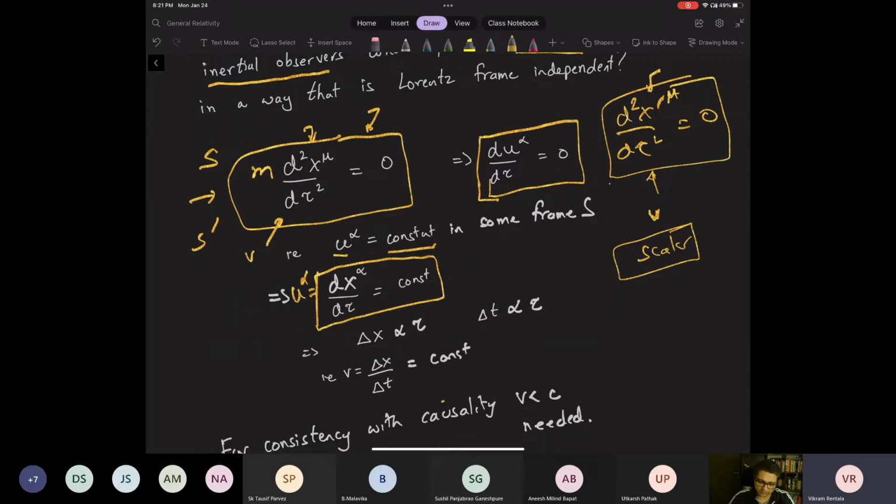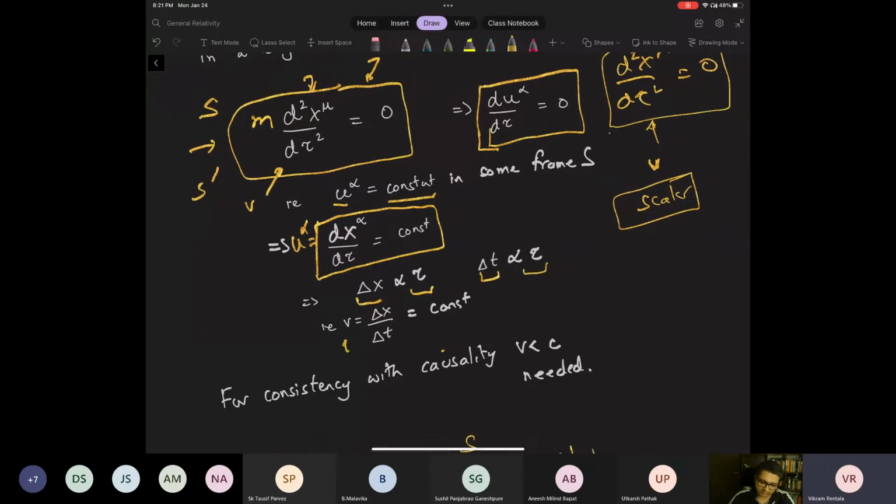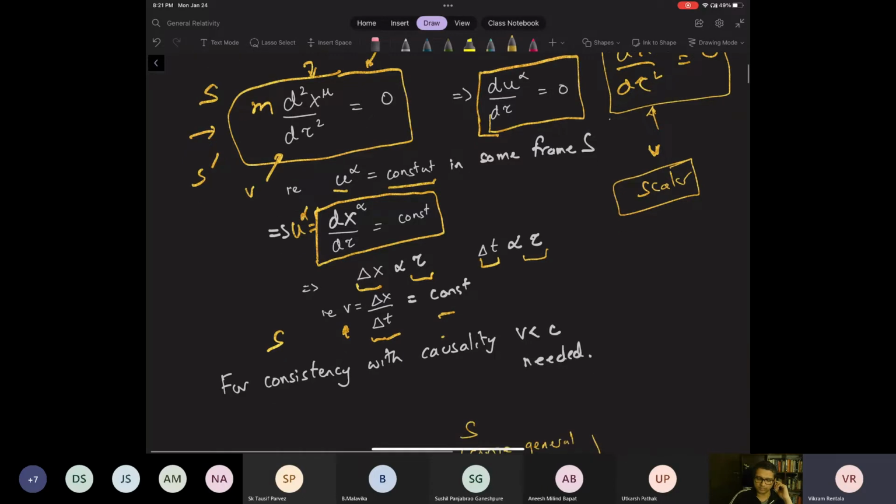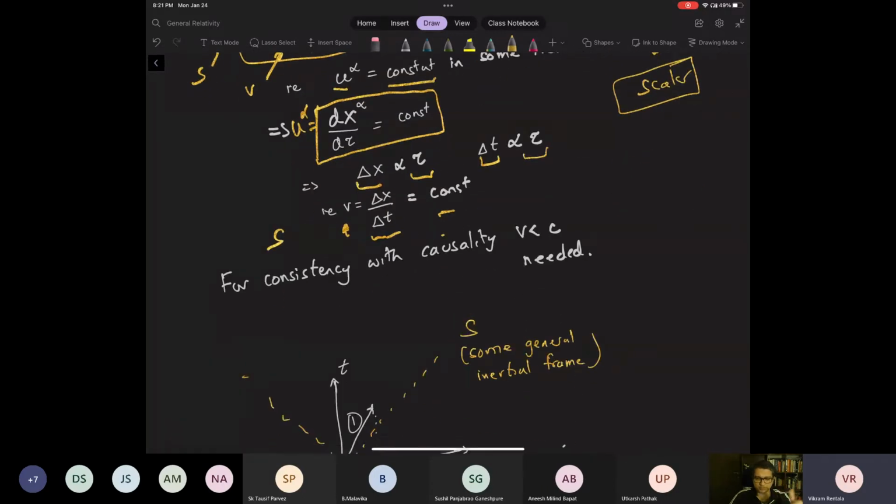If I solve this equation, it tells me that the change in x is proportional to proper time, and delta t is also proportional to proper time. Which means that the speed of the object, which is delta x by delta t, as measured in some frame S, is a constant. That's not surprising. If there's an inertial object which has no forces acting on it, then what should it do? It should travel with constant speed. It's just that the equation to see this is more complicated in special relativity than it is in Galilean relativity. In Galilean relativity, you directly have this equation.